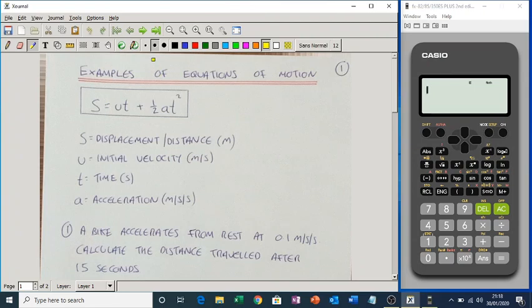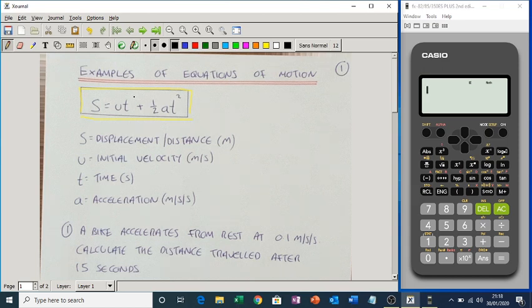Just another quick one on SUVAT. This one is going to be S equals ut plus half at squared, where S is displacement or distance. Don't forget there is a slight difference between displacement and distance. Initial velocity is u meters per second, time is in seconds, and acceleration is in meters per second squared. So in these ones we're just going to use S equals ut plus half at squared.